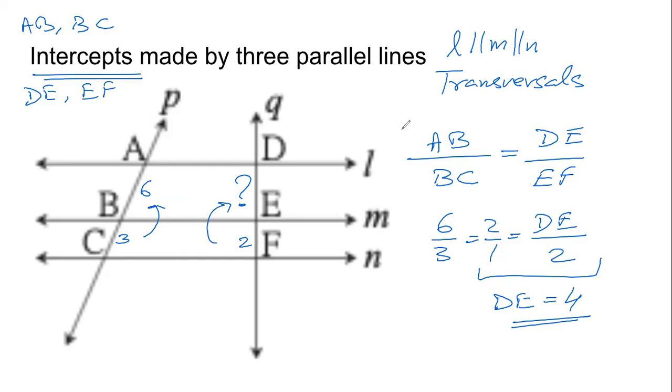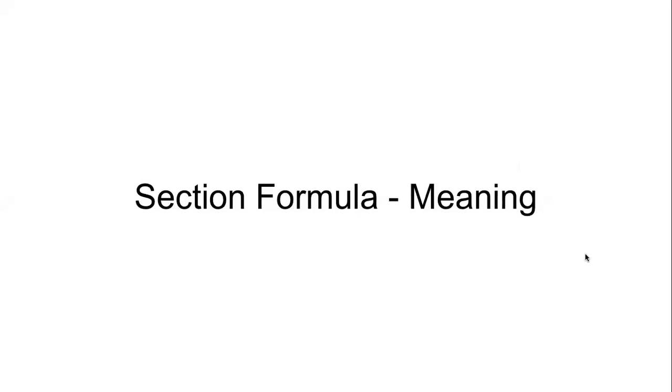Now this knowledge that the intercepts made by transversals on parallel lines are in the same proportion is required to understand what the section formula is. So please make a note. Once we have understood and remembered what happens to the intercepts of different transversals on multiple parallel lines, let us understand the meaning of the section formula before we understand what it is.